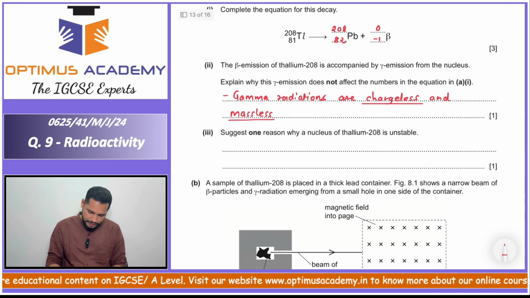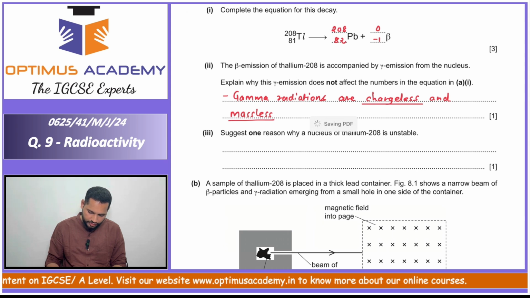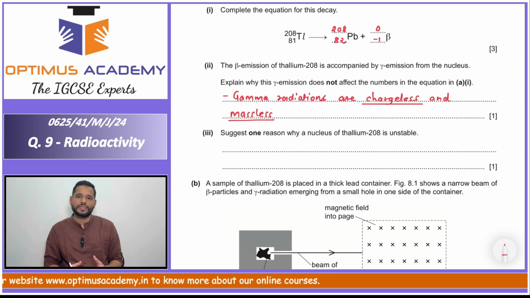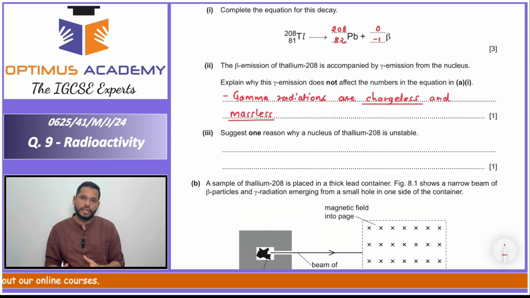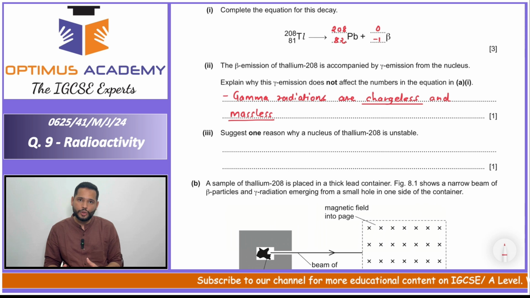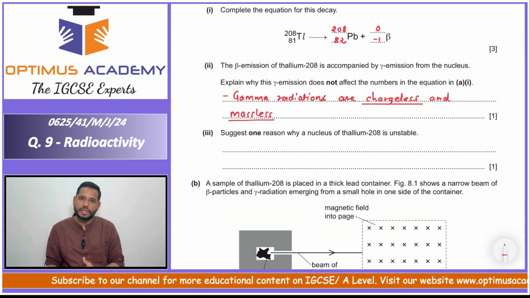The next question is, suggest one reason why a nucleus of thallium-208 is unstable. Now here we need to understand why any radioactive sample is radioactive. It is because of the excess energy that the nucleus carries. Why does it have excess energy? It is because of the difference between the proton and neutron numbers. If the proton and neutron numbers are small and their total is small, the nucleus is more stable. But if there is a large difference between the number of protons and neutrons, the nucleus becomes unstable and also becomes radioactive.